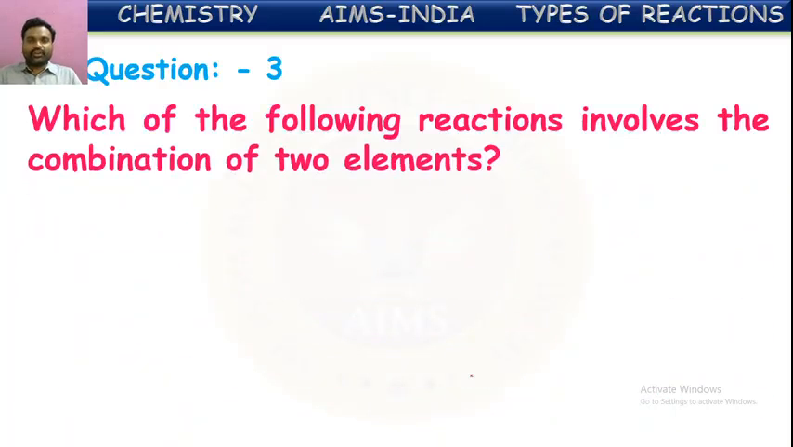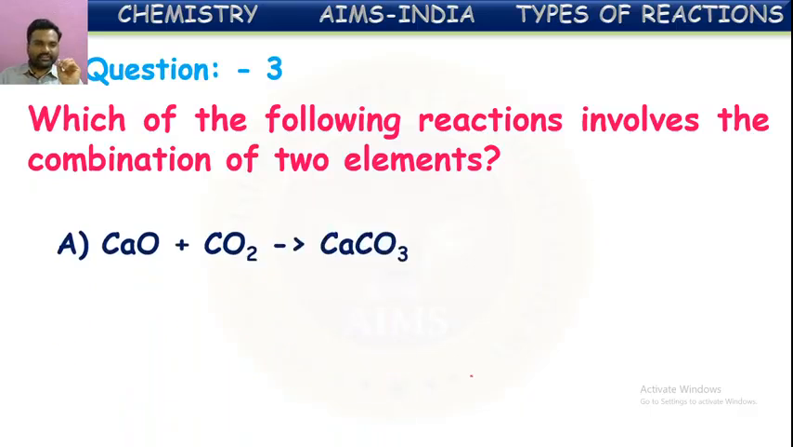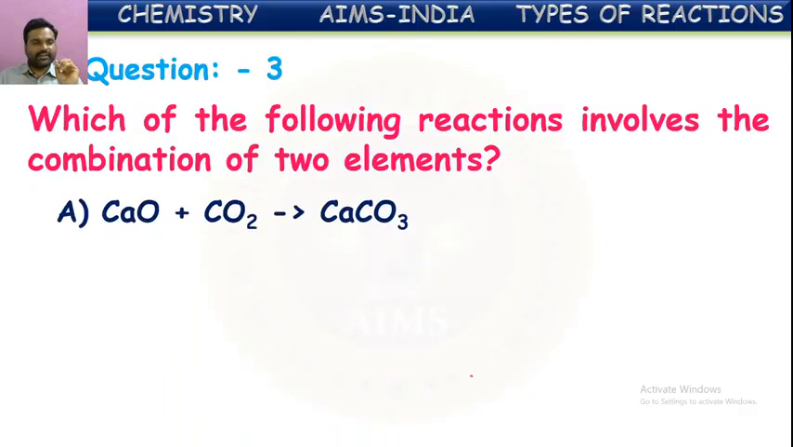Which of the following reactions involves the combination of two elements? We have seen while discussing combination reactions that there are three kinds of combinations: combination of two elements, combination of two compounds, and combination of an element and a compound. Here they are asking which of the given reactions is the combination of two elements. See, the equations are given like this.